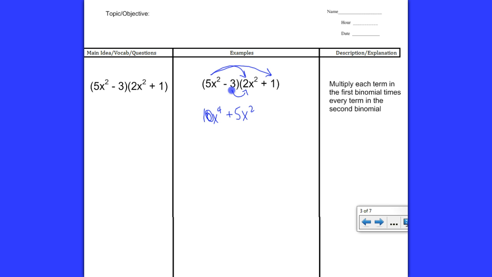Now down here we got negative 3 times 2. That's negative 6x squared. And then we have negative 3 times 1. That's just negative 3. Those two are like terms. So we end up with 10x to the 4th plus we have 5 plus negative 6. That's negative 1x squared. Or you could just put minus x squared, minus 3, or plus negative 3 as well. This one is a 4th degree trinomial.